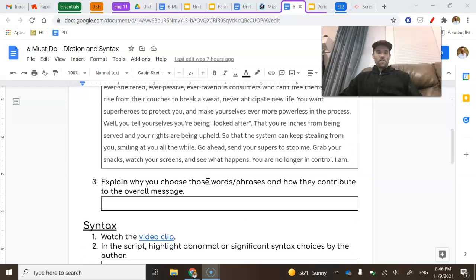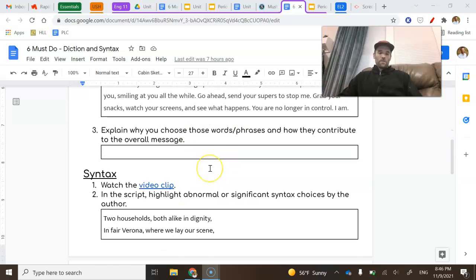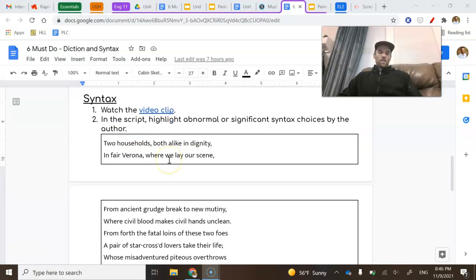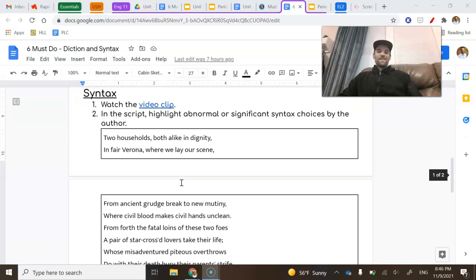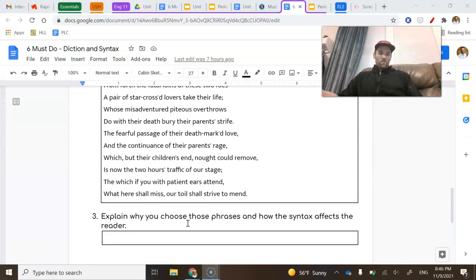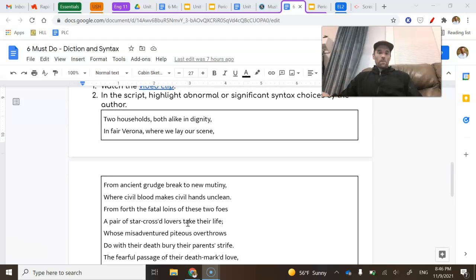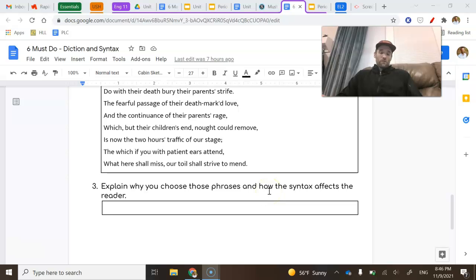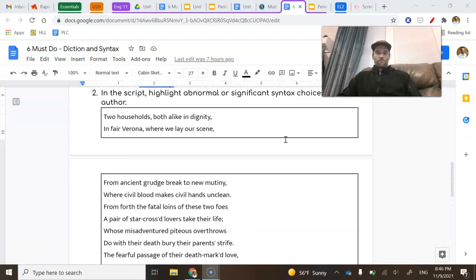So you'll do that here, and then you'll explain why you chose those words and phrases, how they contribute to the message. There's a second video clip here, which is very different, and you're looking at syntax. Same thing, in the script, highlight abnormal or significant syntax choices by the author. And this is the script for the second one. It's repeated a couple times in the video. That's the script. And then explain. Explain why you chose those phrases. Explain how the syntax affects the reader and affects the message.